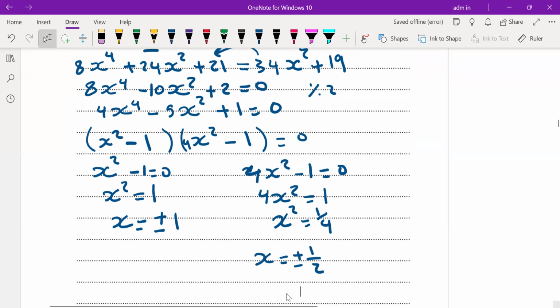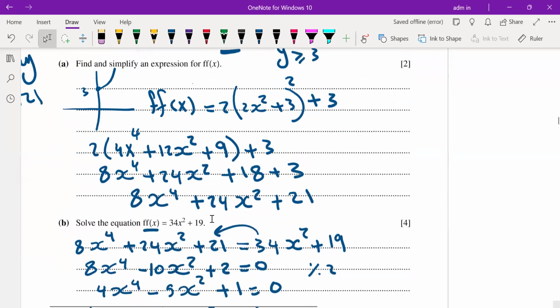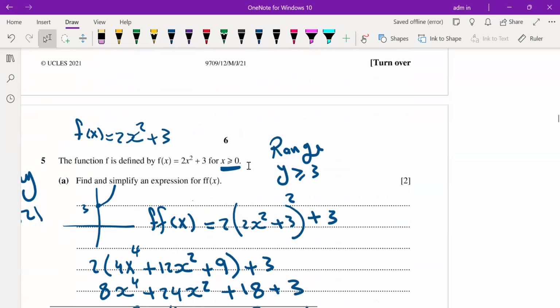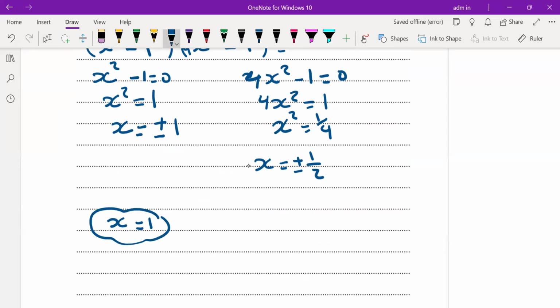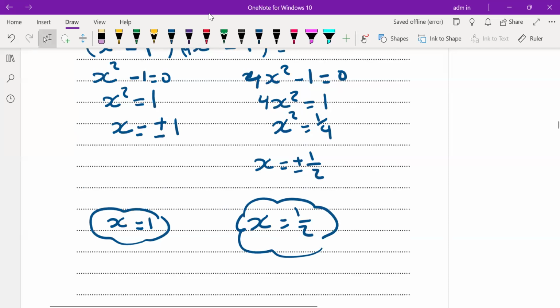But what is the domain of the function? The domain of the function is written up: x greater than or equal to 0. So your values have to be positive. So the final answer has to be x is equal to 1 and x is equal to half. Don't forget to check the domain of the function. That's it. Thank you so much.